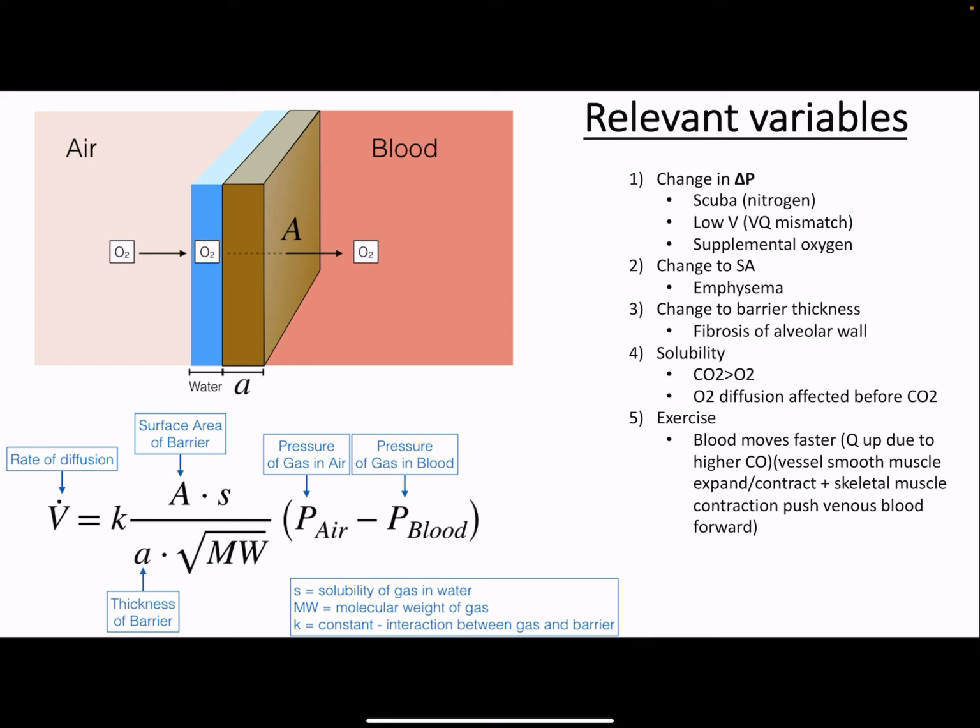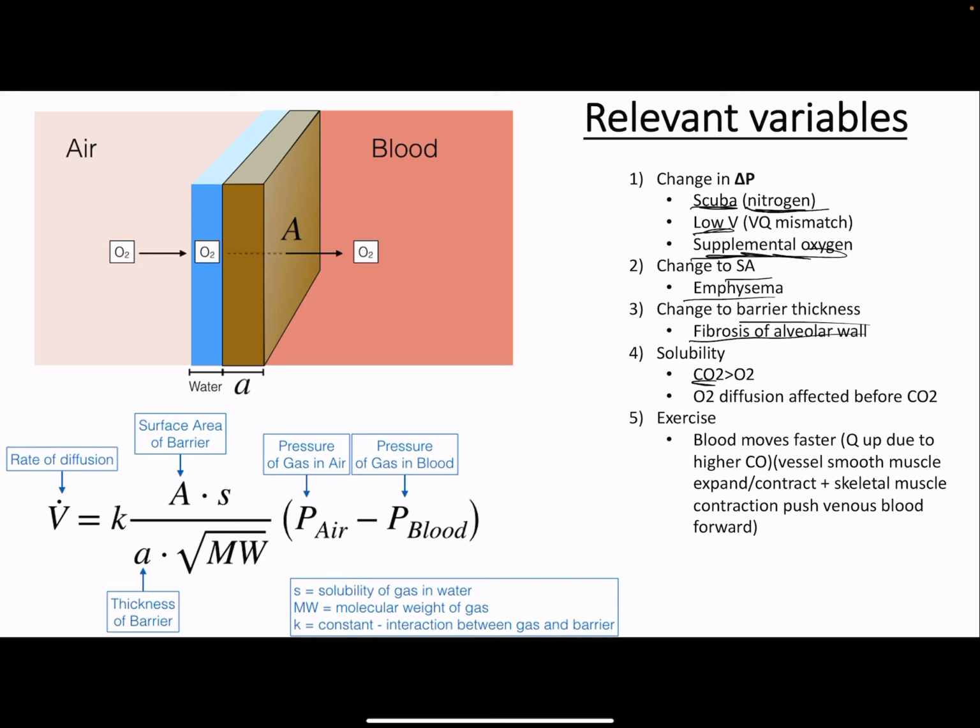So, relevant changes in variables: if you scuba dive, nitrogen, or helium, maybe oxygen, but probably nitrogen, is going to increase. Low ventilation could affect this. Supplemental oxygen definitely is going to increase the pressure of oxygen and affect the diffusion. Emphysema lowers the surface area, that screws up diffusion. Interstitial fibrosis is going to increase the barrier thickness, that's going to slow diffusion. CO2 is more soluble than oxygen, so it diffuses more easily and is affected later. Oxygen would be affected before, so we're usually not going to worry about CO2 as an issue there.